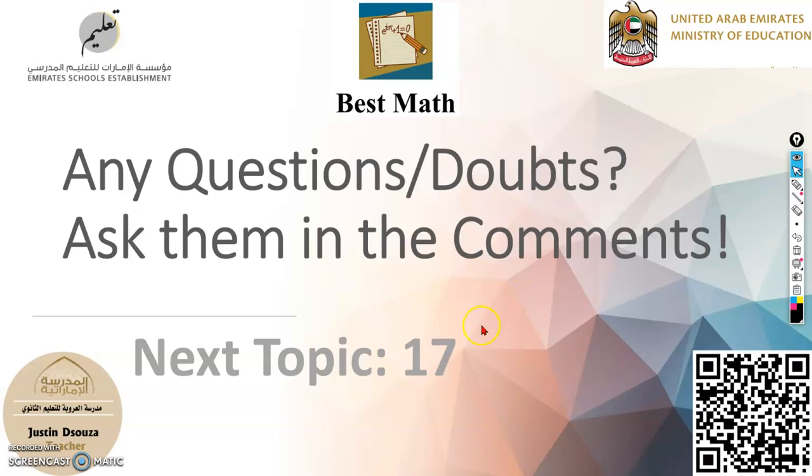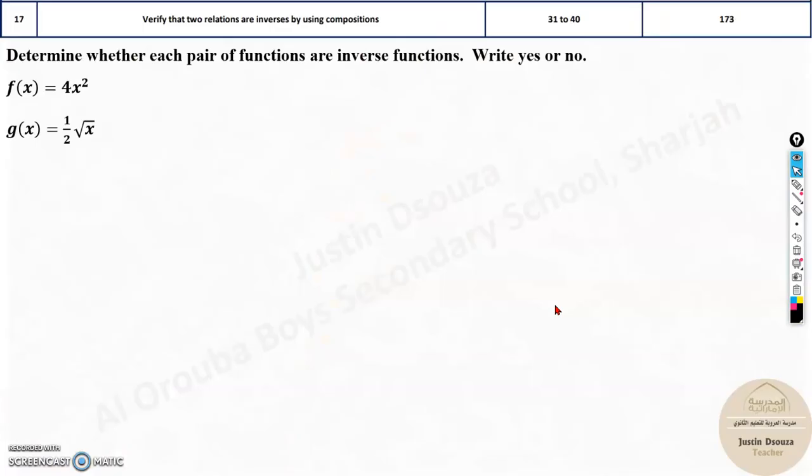Moving on to topic number 17, here we find the inverse of the functions. Over here you can see f of x is a function given as 4x squared, and they have given one more function g of x as half root x. They are asking us to know whether this is inverse or no.